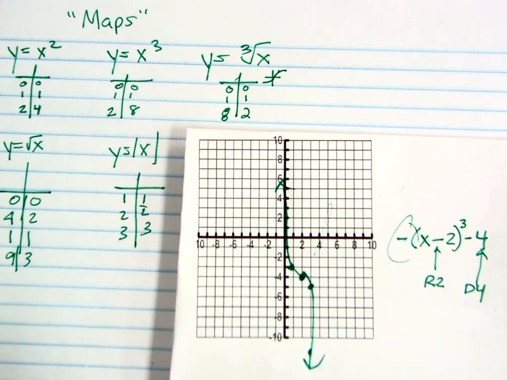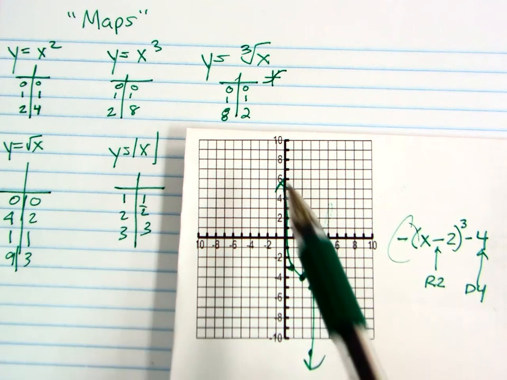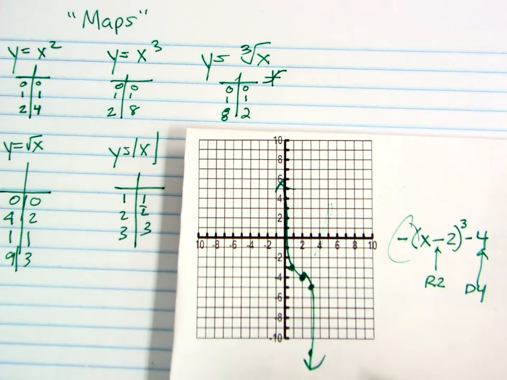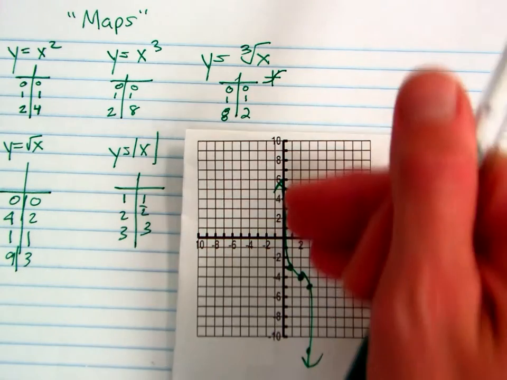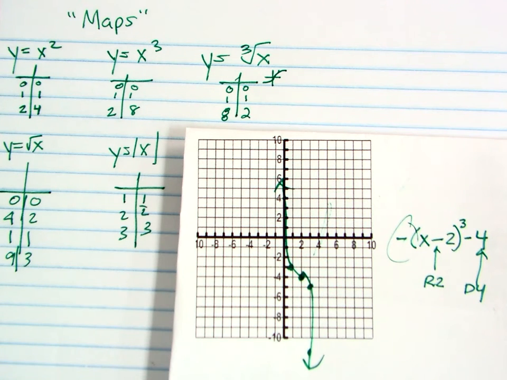So you're using this as a guideline of where to go after you do the shift, left or right, or up or down. If it's negative, the shape is flipped over itself. It's not necessarily reflected over the x-axis. It's reflected over its own vertex.